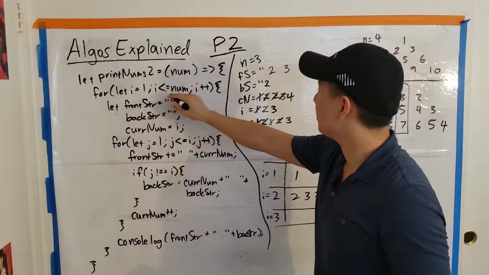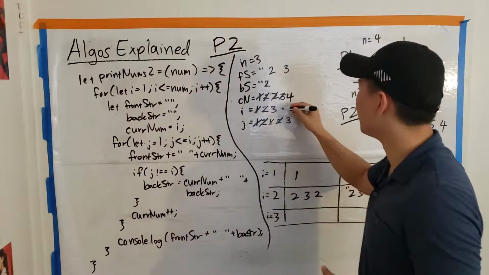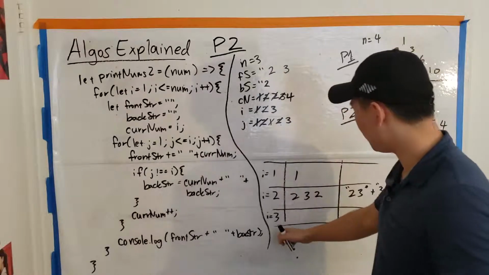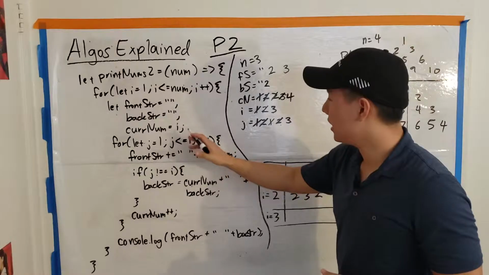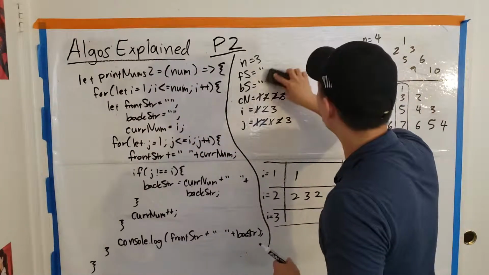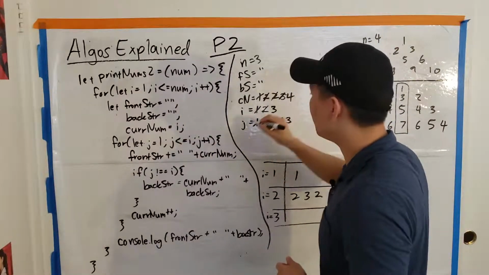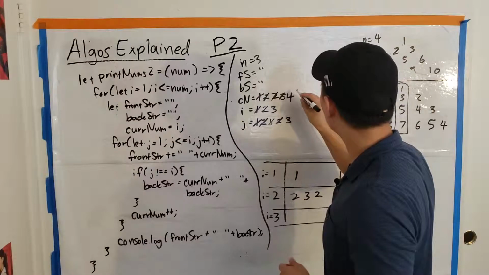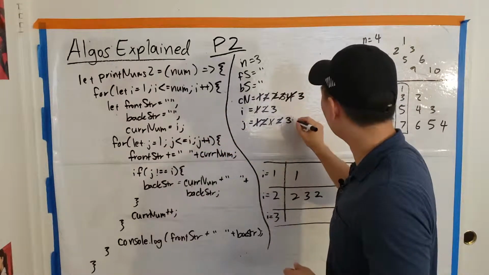Now we check, okay, 3 less than or equal to a 3 here. That's good. This is going to be our last time because next time we increment it, we're done. But we know we only need to print out one more. So we're good. We're reaching our end. Front string and back string are both reinitialized. Current num goes to being equal to I, which is 3. And now J is 1 again, so 1.